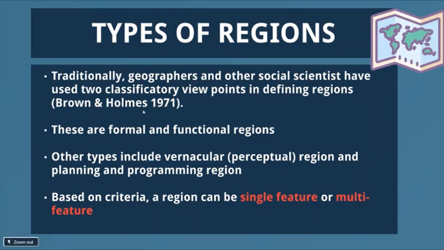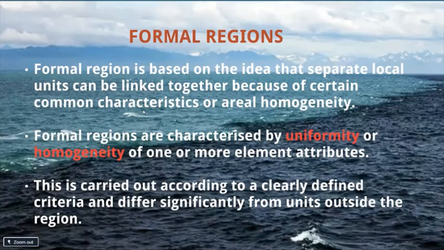Okay, so let's look at the first type of region today. We are going to have a closer look at the formal region. The formal region is based on the idea of homogeneity. That is, places are linked together because they share the same characteristics.